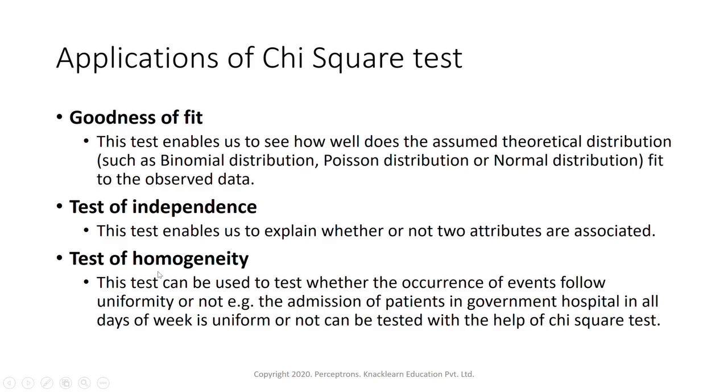The other application here is the test of homogeneity. This test can be used to test whether the occurrence of events follows uniformity or not. For example, whether the admission of patients in a government hospital is uniform on all days of a week can be tested with the help of the chi-square test. So we can also test homogeneity, that is, whether the occurrence of some event follows uniformity or not. So these are certain applications of the chi-square test.